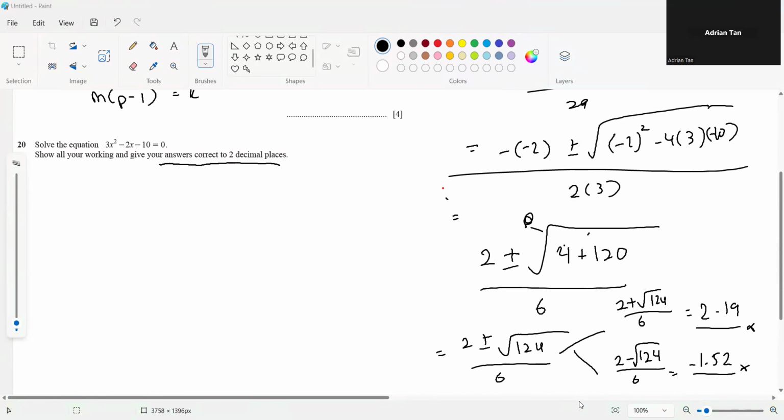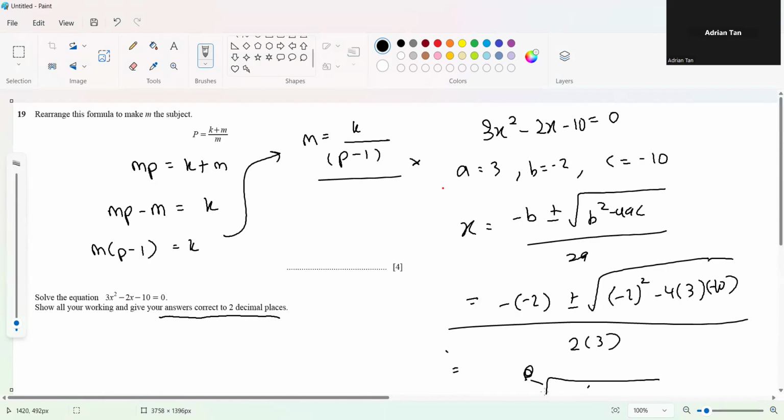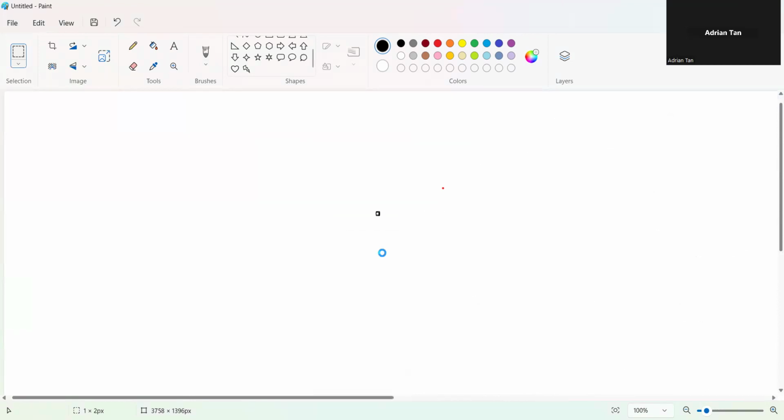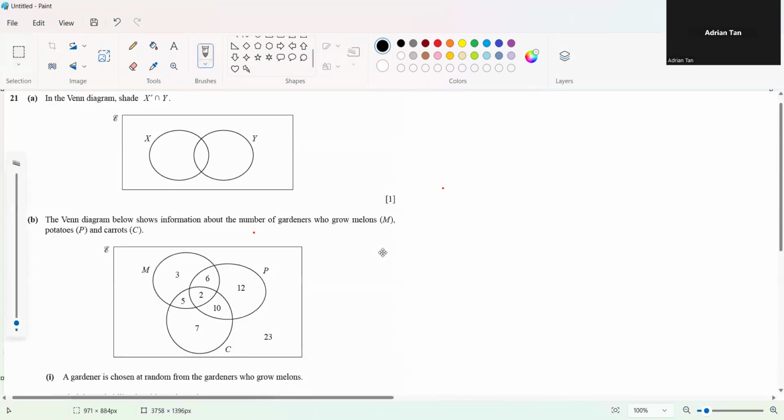And then for 21, it is a Venn diagram question. I think I should clear all of this first. In the Venn diagram, shade X prime intersect Y. So first we will just color out X prime. So X prime is just here. So we have X prime here.